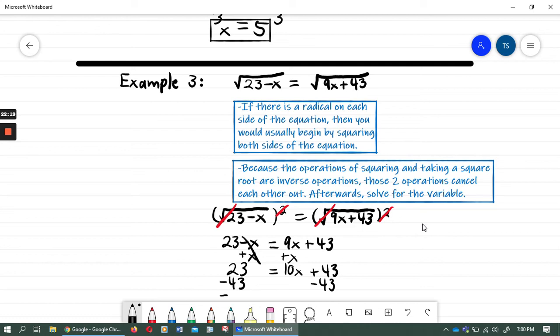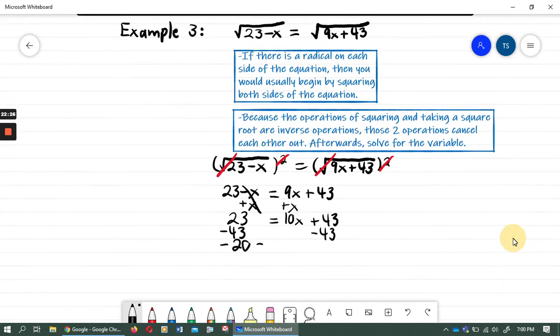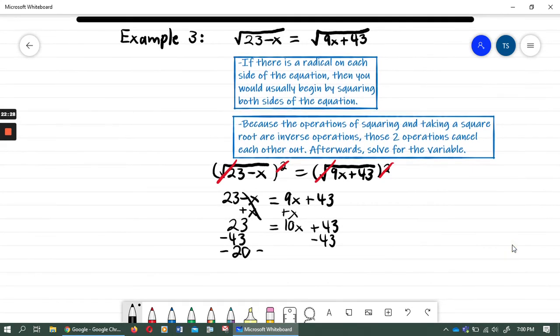23 minus 43 gives us negative 20. Negative 20 equals, okay, I'm going to have to move that apparently. Negative 20 equals 10x. Okay, and then when we divide by 10, we end up getting negative 20 divided by 10, so x equals negative 2.